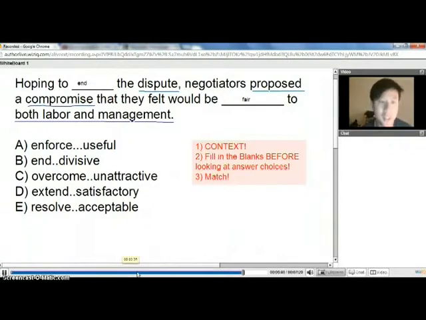That doesn't work. D, extend. You don't want to extend the dispute if you're going to propose a compromise. That doesn't make any sense. And finally, we have E, hoping to resolve the dispute, negotiators proposed a compromise that they felt would be acceptable to both labor and management. End fits well with resolve, and fair fits well with acceptable. And in this case, we have found our solution is E. Good job, and now you know.